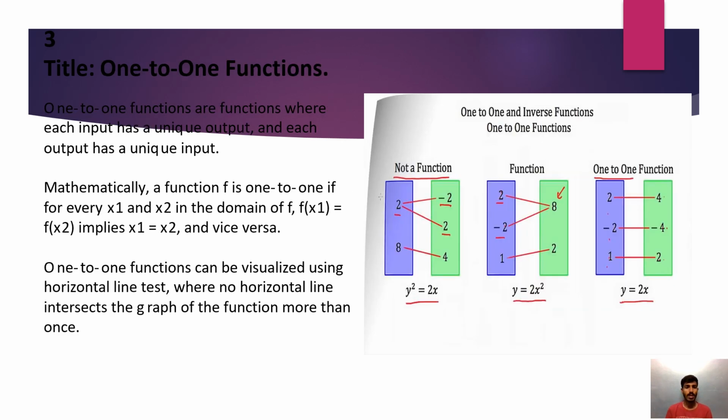Title: One-to-one functions. One-to-one functions are functions where each input has a unique output and each output has a unique input. Mathematically, a function f is one-to-one if for every x1 and x2 in the domain of f, f(x1) = f(x2) implies x1 = x2 and vice versa. A one-to-one function can be visualized using the horizontal line test, where no horizontal line intersects the graph of the function more than once.